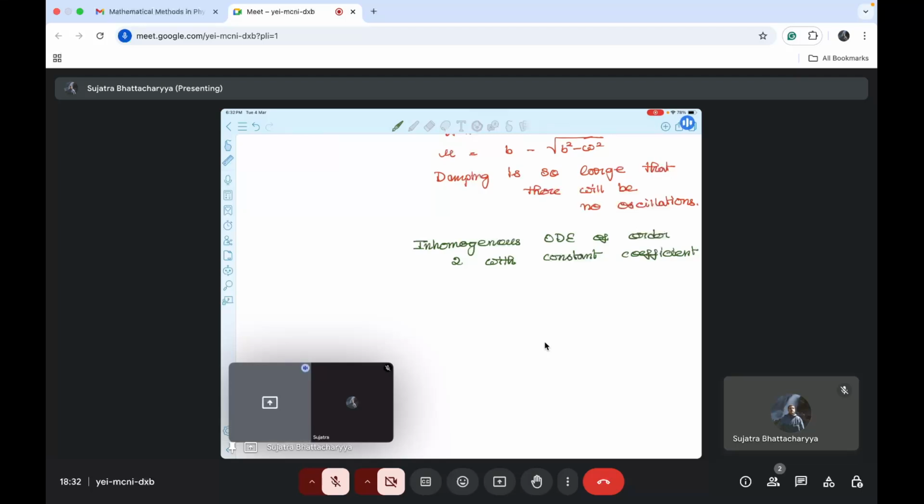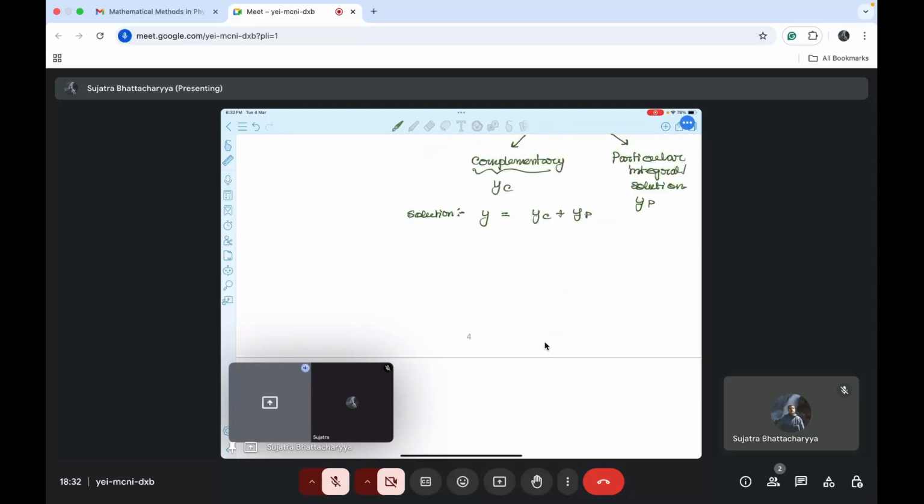For the inhomogeneous ordinary differential equation, there are two solutions, as I have mentioned earlier. You have the complementary function, or complementary solution, and there will be a particular integral or particular solution, whichever you want to write. This is called YP, and the complementary one, which we have already seen in the homogeneous equation, is YC. So the net solution for the inhomogeneous equation will be YC plus YP.